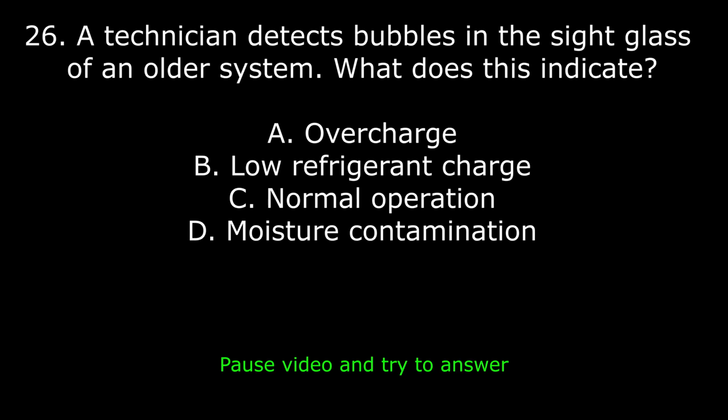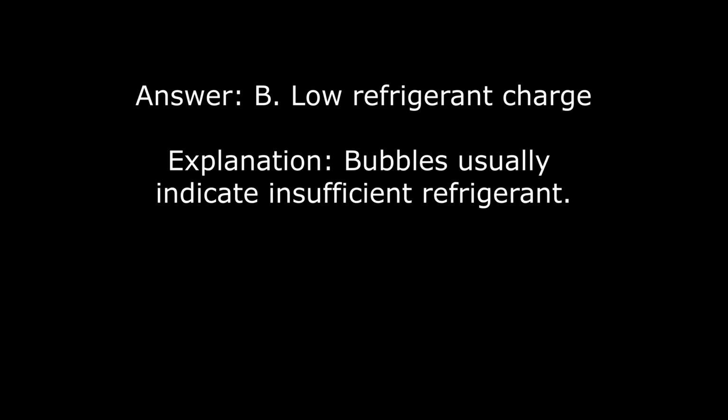26. A technician detects bubbles in the sight glass of an older system. What does this indicate? A. Overcharge. B. Low refrigerant charge. C. Normal operation. D. Moisture contamination. Answer: B. Low refrigerant charge. Explanation: bubbles usually indicate insufficient refrigerant.